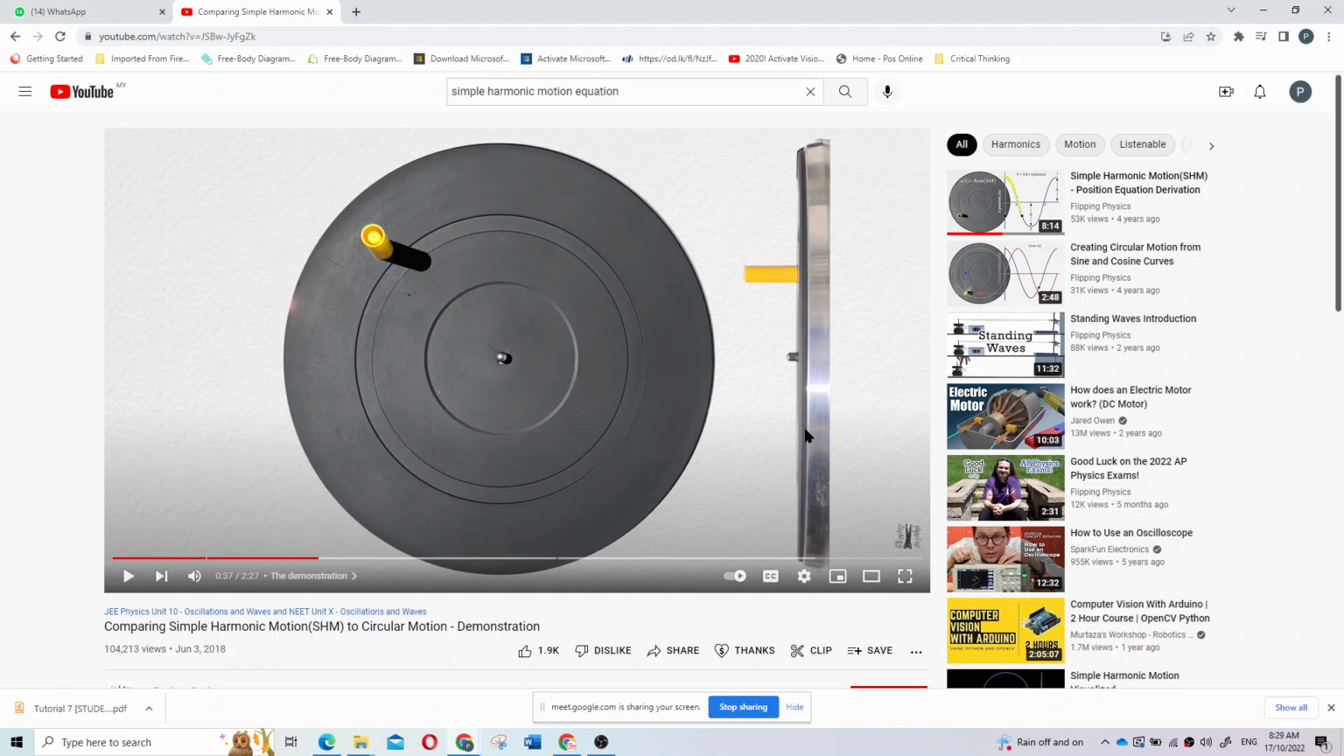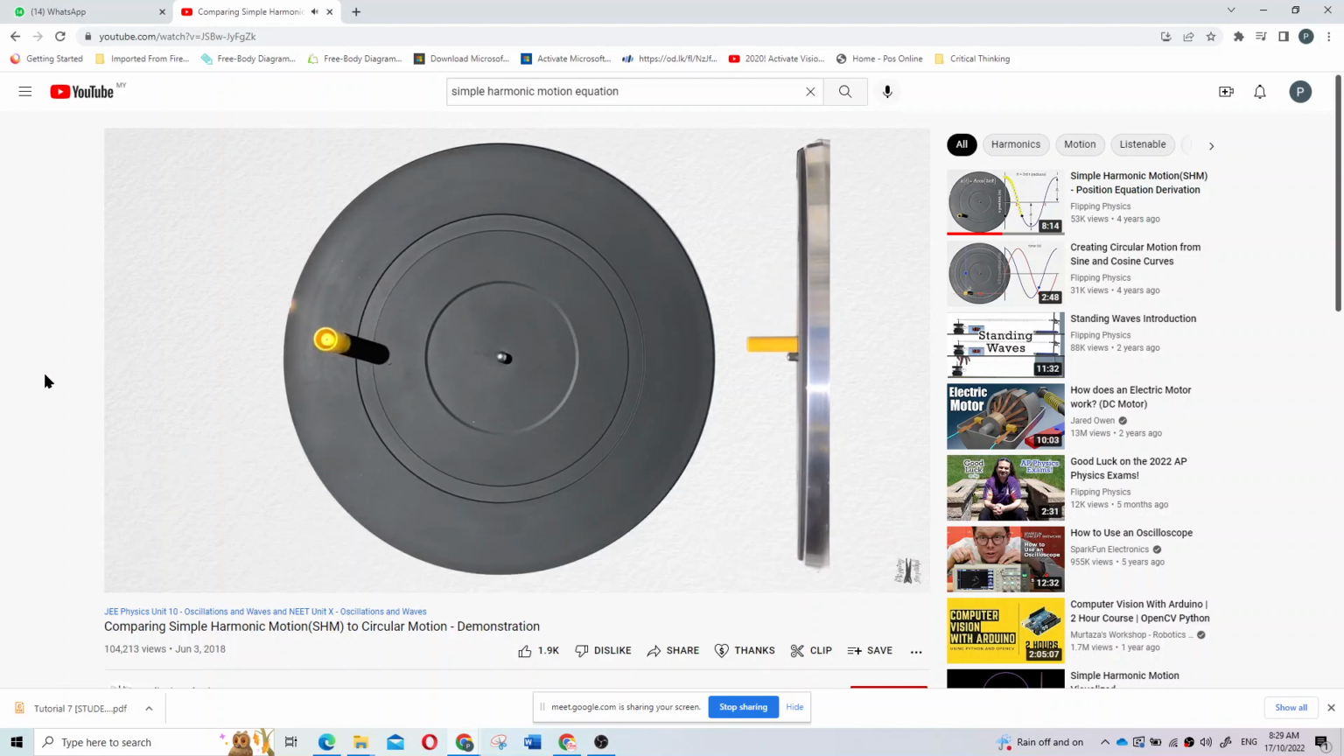So do you see this is the side view? Side view means I view from the side, over at the left hand side. And what I see is this. Do you see this is similar to simple harmonic motion? This is very similar to simple harmonic motion.